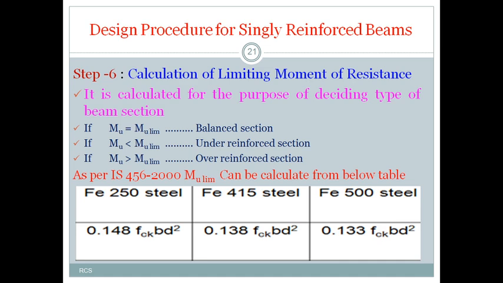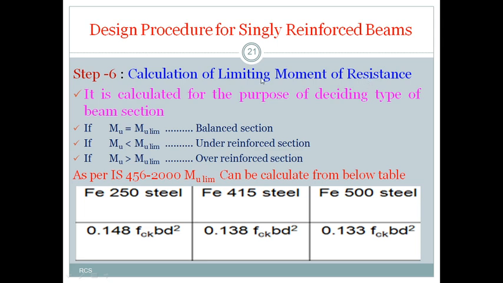Right. Next, when you are calculating the factored bending moment, we also need to calculate the limiting moment of resistance of a particular beam. When you know the actual depth of neutral axis and everything else, then we can calculate the limiting moment of resistance. You know what the definition of limiting moment of resistance is? It is the moment of resistance calculated with respect to the limiting depth of neutral axis.